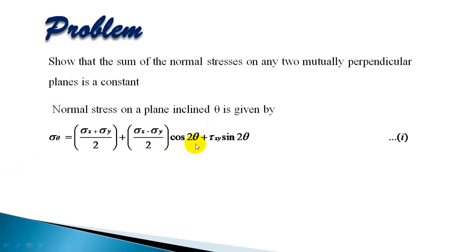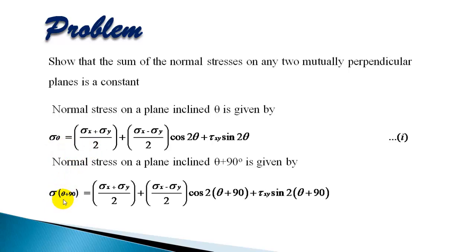Now let us take another plane which is perpendicular to that. That means the angle will be theta plus 90 degrees. So the normal stress on that plane we will represent by sigma theta plus 90. Whatever theta we have taken, if you add 90 degrees to that, that will give a perpendicular plane, and for the stress on that plane I will apply the general formula. Substitute theta as theta plus 90. The angle has changed now, theta plus 90. So we will get this formula.